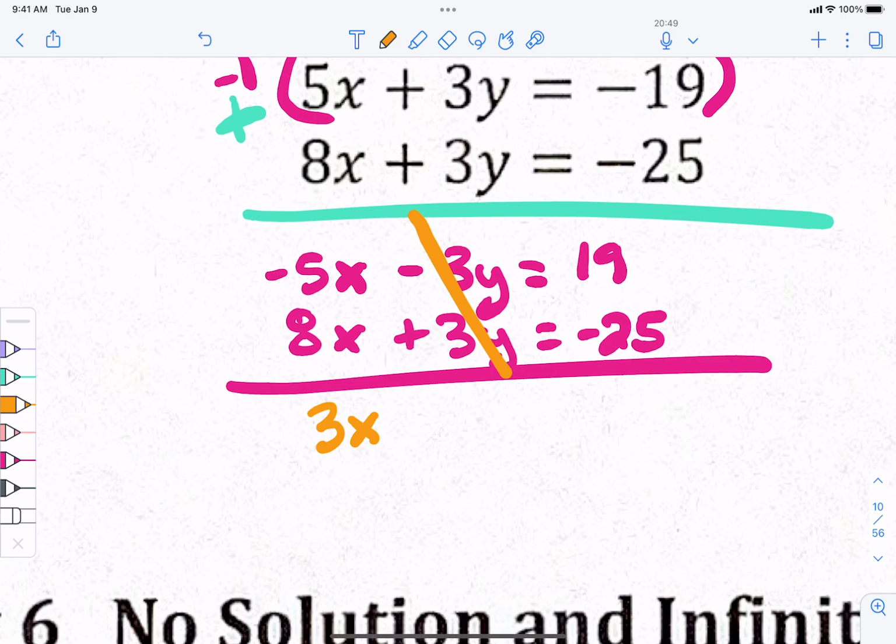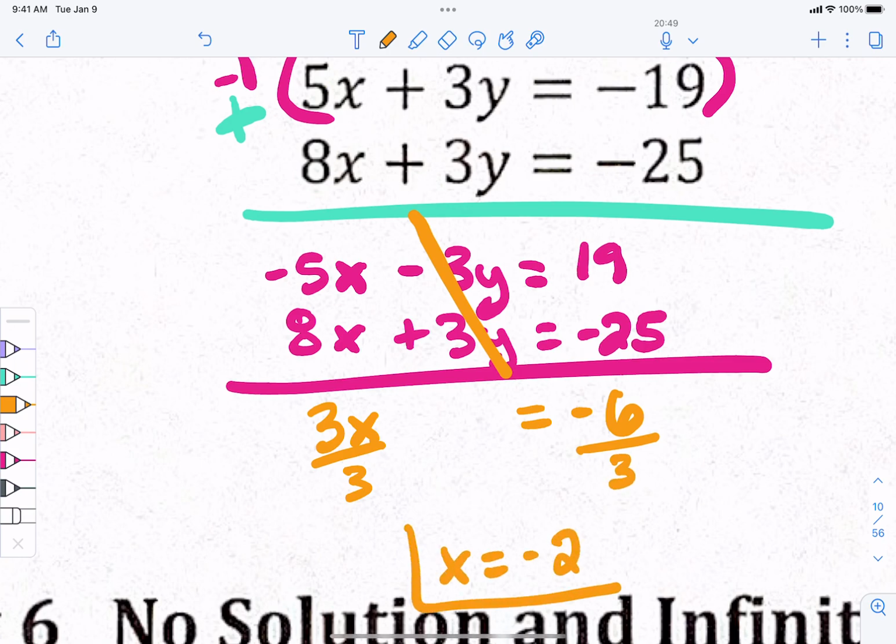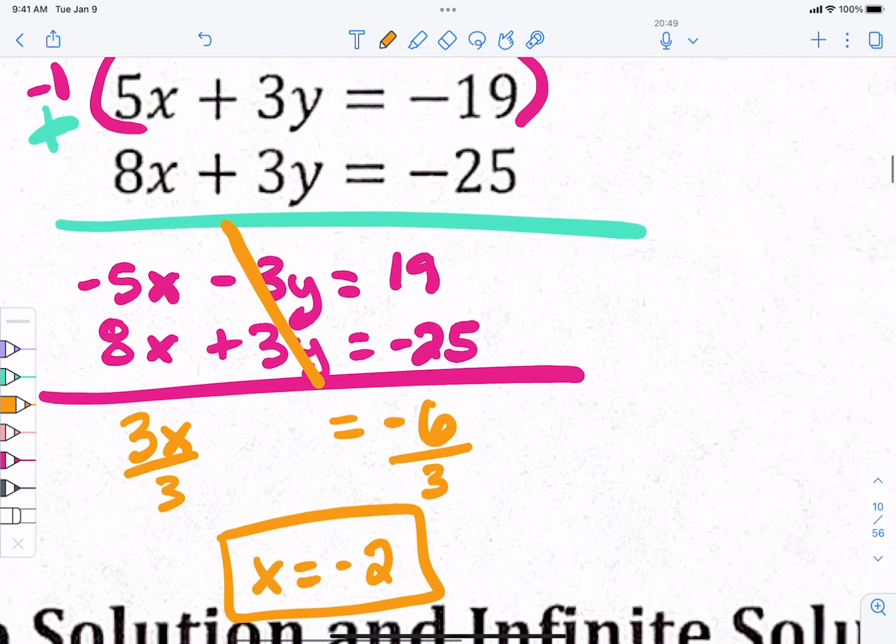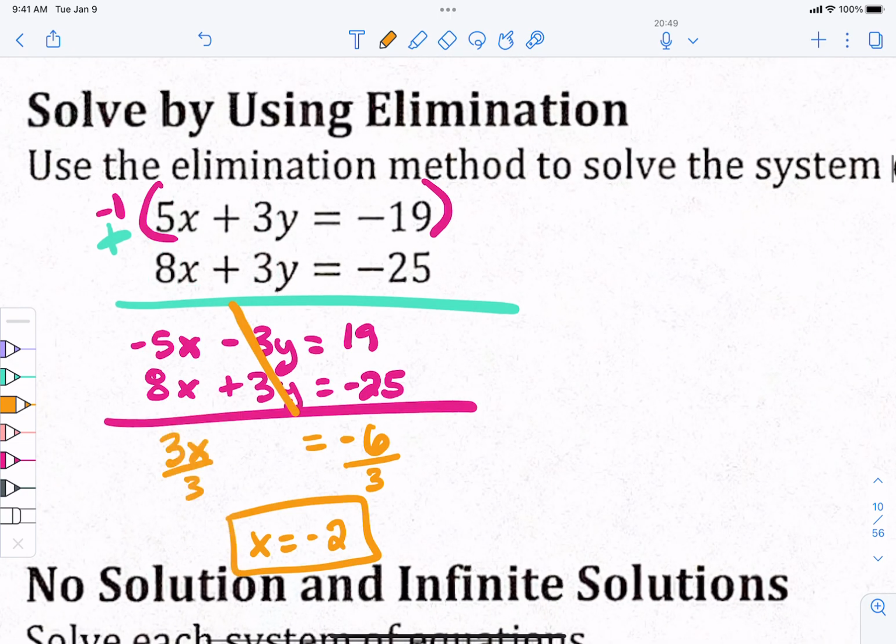-3x? Should be positive 3x because the 8 is positive, right? 3x equals what's 19 minus 25? -6. Okay, then I'm really close. I divide by 3. So x equals, that'll be like a -2? Yeah. Okay, and then I can plug in, right? I have to plug back in to solve for y, right?